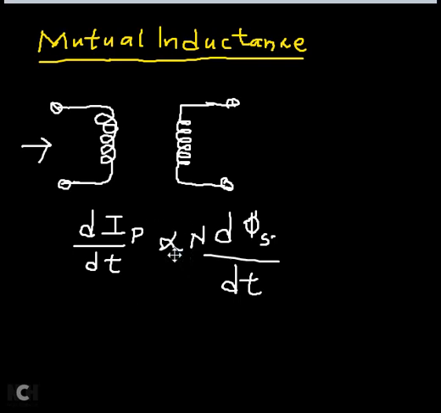You know very well that if I need to change this proportional sign to an equal, I have to introduce a constant, and that constant is what I'm going to introduce at the right hand side of the equation. So that constant is M, which I'm going to tell you what it is. That constant is what is known as mutual inductance.